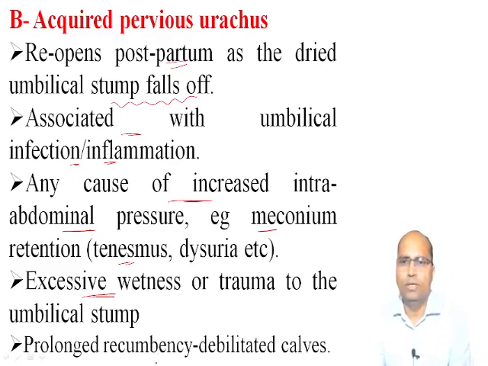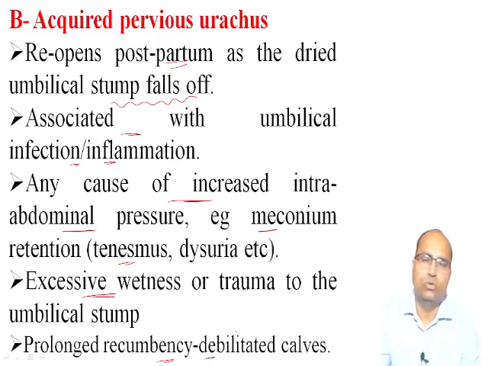prolonged recumbency in case of recumbent cows also causes acquired Pervious Urachus.